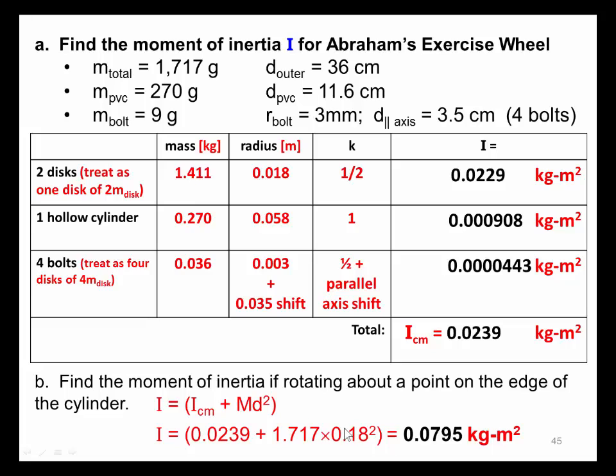And what we found out is when I shifted down to the bottom using my parallel axis theorem and adding md squared, with the radius of the wheel and the mass of the object, our new moment of inertia at that point, if we decide to use that for some reason, is 0.0795 kilogram meters squared, which is a much larger number. You'll notice it's almost 4 times bigger.